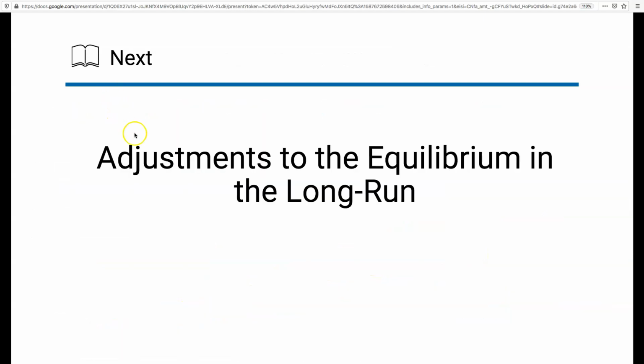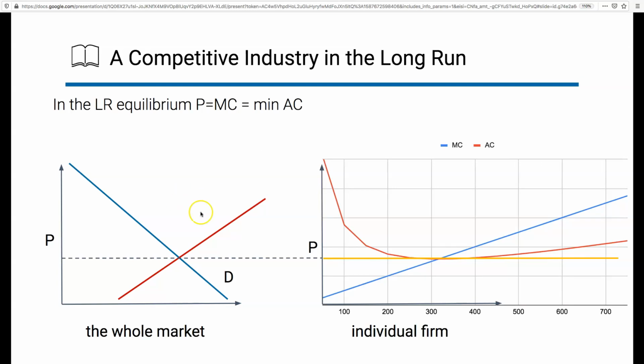The next thing that I'd like to do is look at the adjustments to the equilibrium in the long run. That is, I want to start with the long-run equilibrium and see what happens to it when demand shifts for any reason. So here is the picture from the previous part adjusted for the fact that we know more about what happens in the long-run equilibrium now. So in the long run, we have demand and supply intersect at the price level that corresponds to the minimum average cost, and each firm is maximizing their profits, and their profits are zero in equilibrium in the long run.